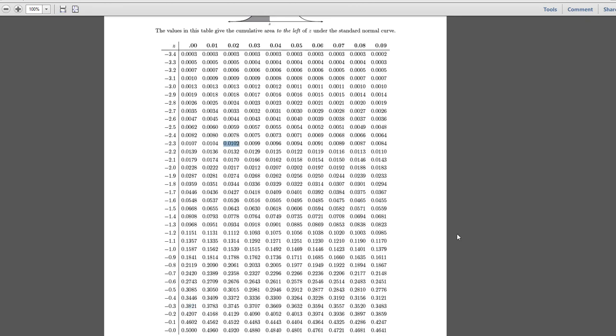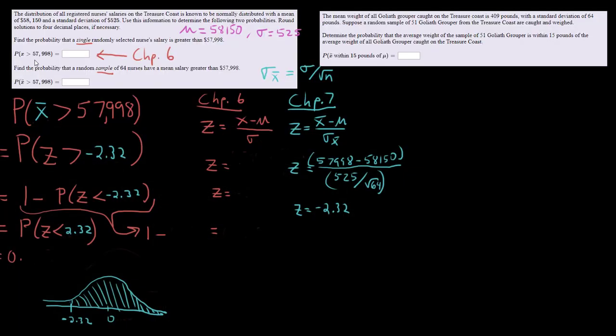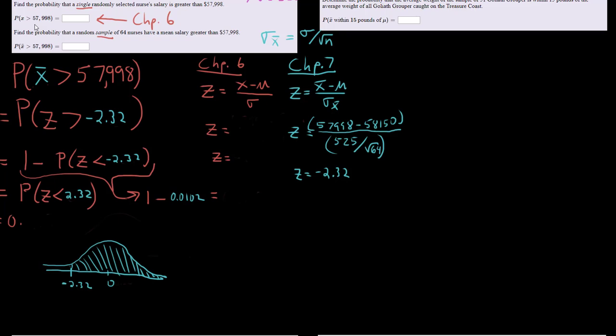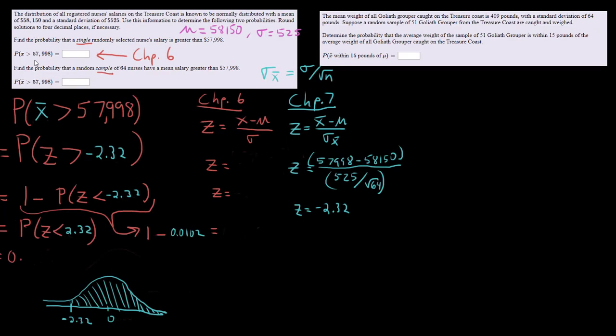It gives us that value. So 0.0102. Okay, so 1 minus 0.0102 gives us 0.9898. Sorry about that. So I said 0.995, I was actually off a little bit. But that still seems reasonable considering our little diagram right here.